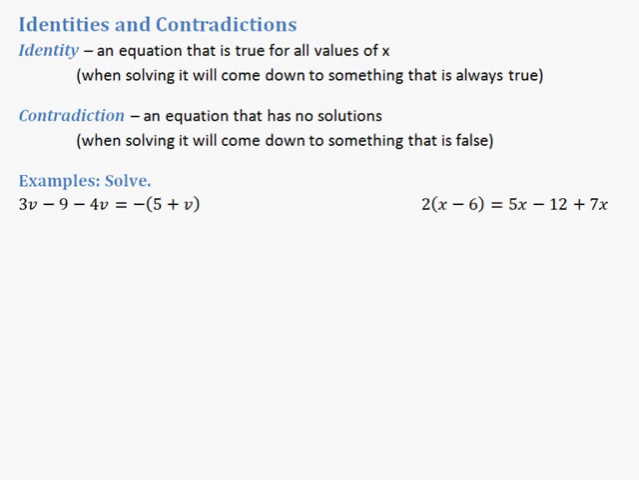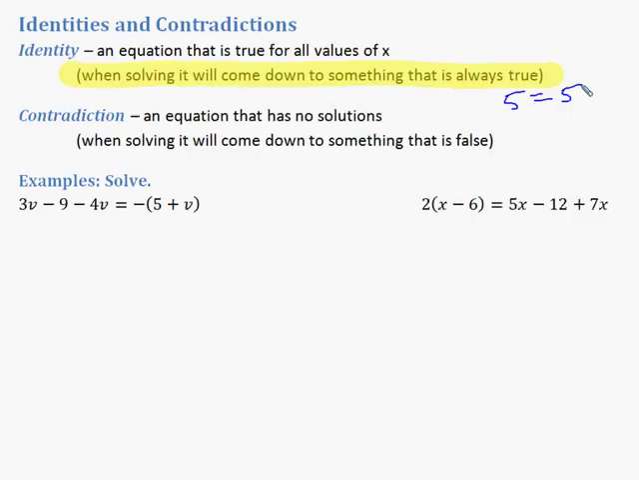Something we don't really see much in Algebra 1, it's a little newer to Algebra 2, although you may have seen it, is when you get identities and contradictions. An identity is an equation that's true for all values of x. So when you solve something, the way that you would know it's an identity is when solving it will come down to something that is always true, such as 5 is equal to 5. That's something that's definitely true.